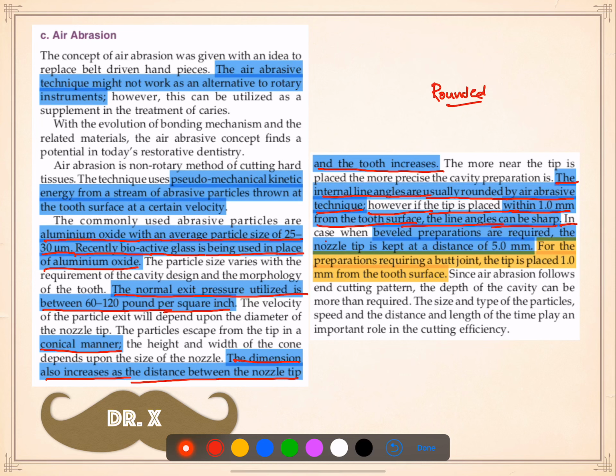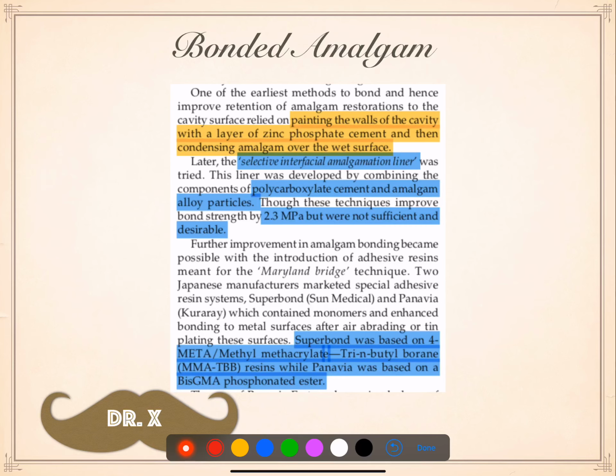Similarly, when bevel preparations are required, the nozzle tip should be kept at a distance of 5 millimeters. For preparations which require a butt joint, the tip should be placed 1 mm from the tooth surface. So these are the differences. If you change the distance from the tip of the instrument to the tooth surface, there will be modification in the preparation. So what modification at what distance, make a note. It is important.